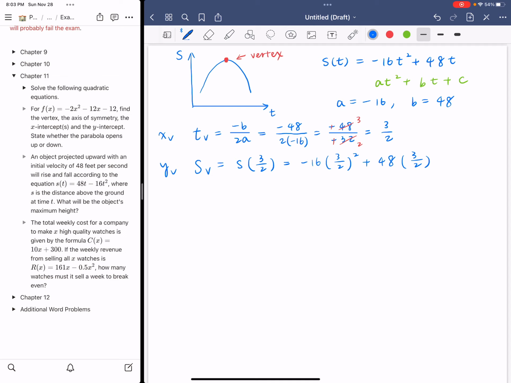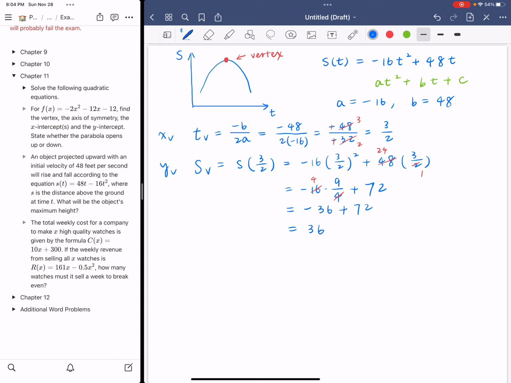All right, let's calculate what this is. So we have negative 16 times 9 over 4 plus, over here, you could divide 2 into 48, and then it's going to give you 24 right here. 24 times 3, that's 72. And then the first product, 4 goes into 16 4 times. And that is negative 4 times 9, which is negative 36, plus 72, that is positive 36.